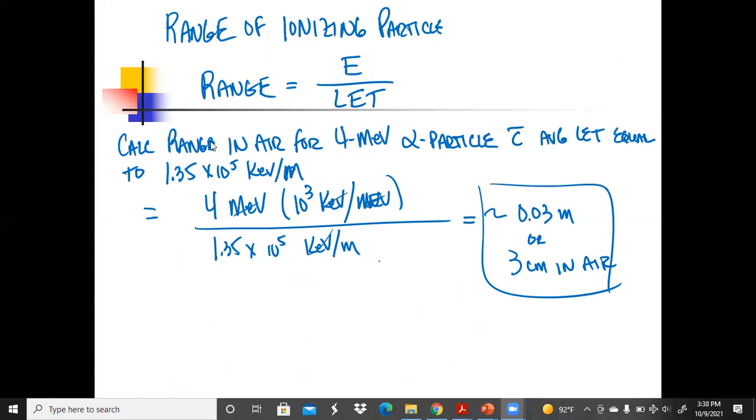So let's say we want to calculate the range in air for 4 MeV alpha particles with an average LET equal to 1.35 times 10 to the 5th keV per meter. Again, these are alpha particles. We just did this computation before on the previous slide. So we're going to take 4 MeV and divide it by the linear energy transfer, and we come up with 0.03 meters or 3 cm in air. Doesn't seem like a lot, even for alpha particles. That doesn't seem like it goes very far, does it?